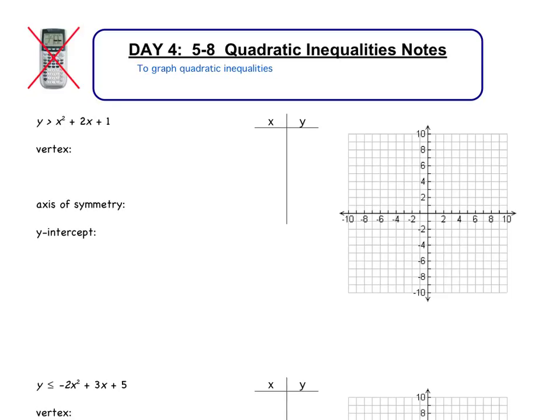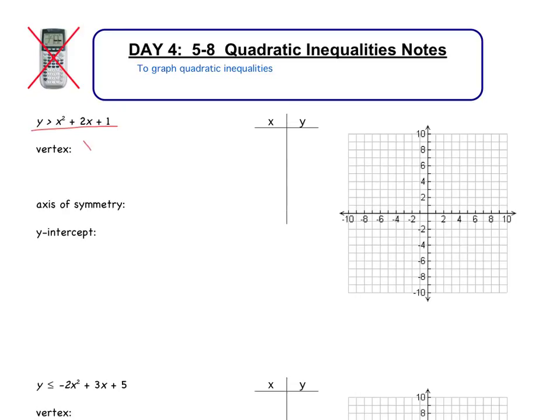So you're going to be given a quadratic that looks like it's in standard form, but instead of an equation, it's going to be an inequality, which means we're going to introduce shading. So looking at the first example, we have y is greater than x squared plus 2x plus 1. You're asked to find the vertex, the axis of symmetry, and the y-intercept.